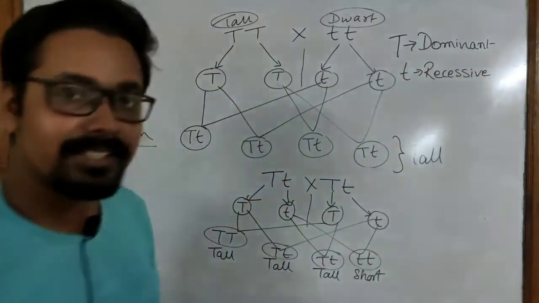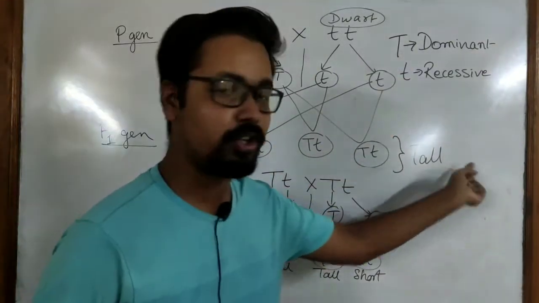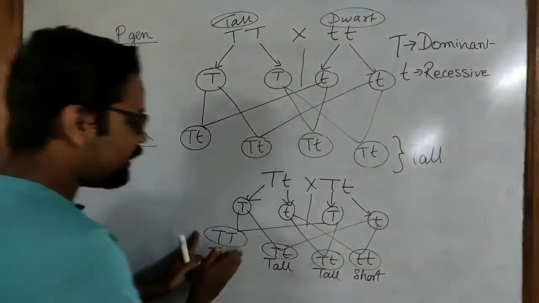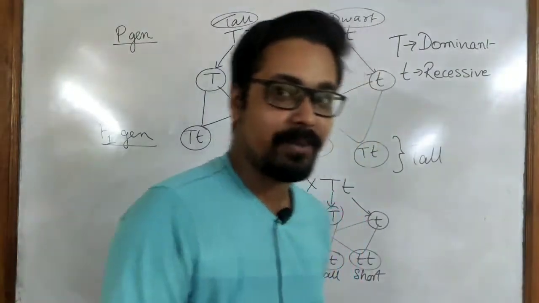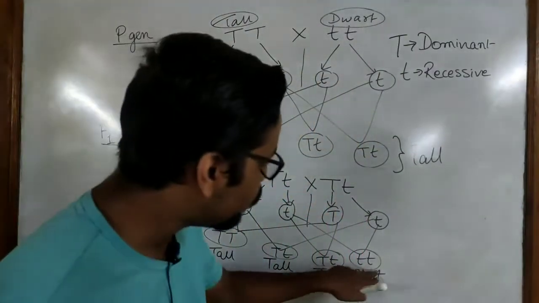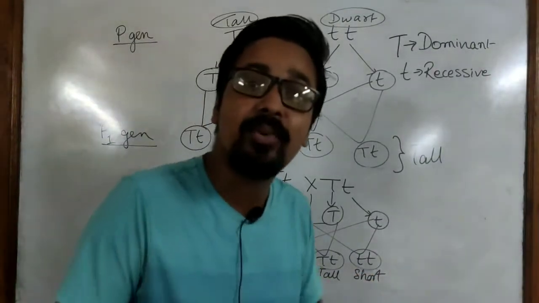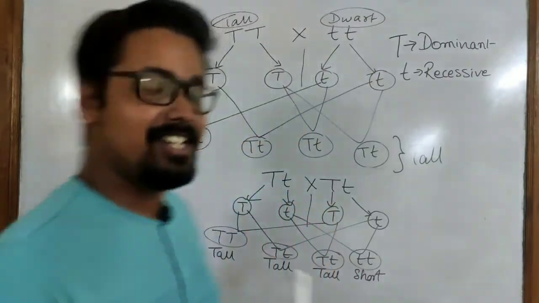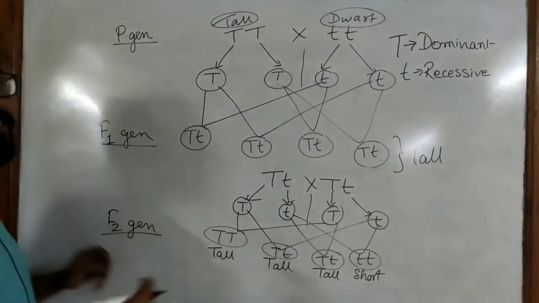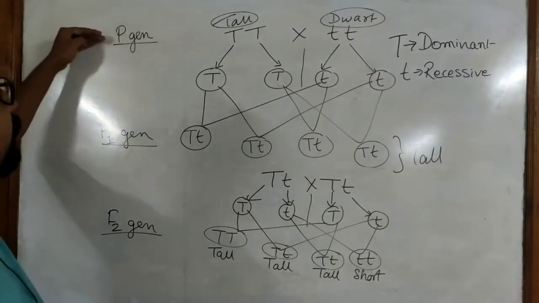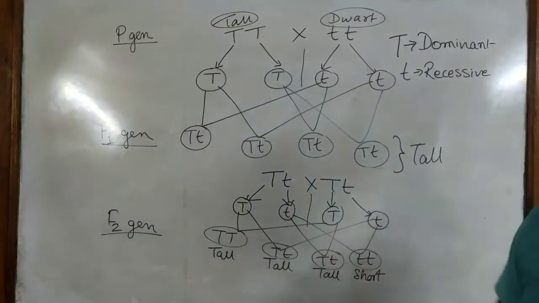When capital T is with capital T, obviously capital T will be expressed. Shortness will only be expressed in the absence of capital T. So here we don't have any capital T, both are small t. That's why this plant has become small. This generation is called the F2 generation, or the second filial generation. You can consider it like grandfather, father, and son. Okay, so that is how the experiment turned out.